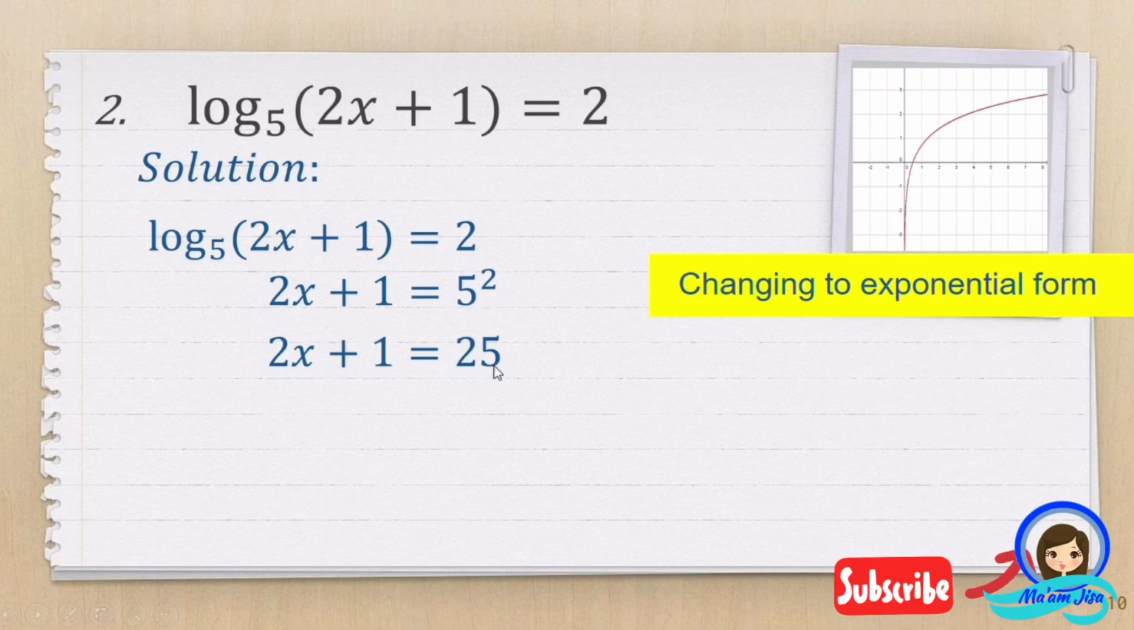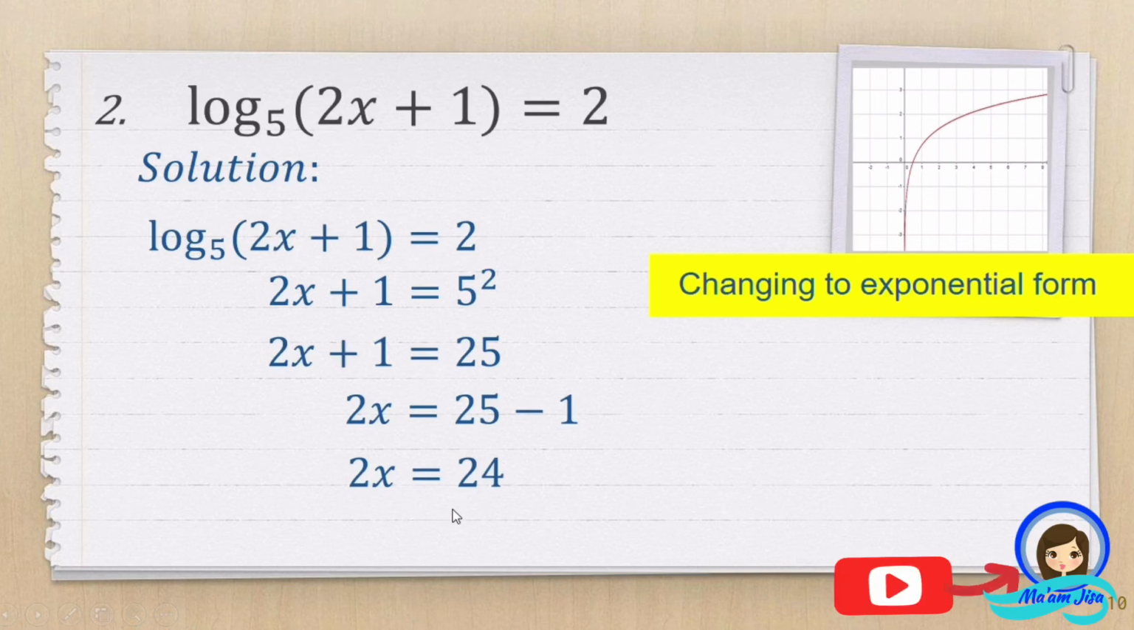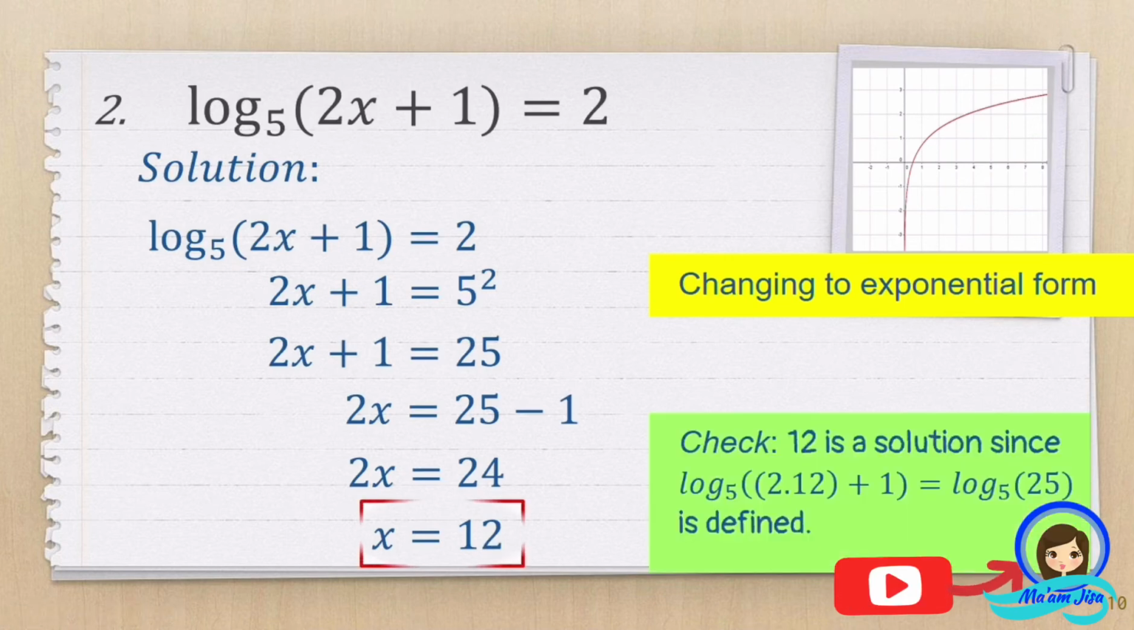So we need to isolate again x. Transpose 1 to the other side of the equation. 25 minus 1 is 24. Now isolating x, divide both sides by positive 2 and that gives us x equals 12. The question is, is it defined? If you try to check, 12 is a solution since logarithm of quantity 2 times 12 plus 1 to the base 5 is equal to logarithm of 25 to the base 5 is defined. Again, it is defined since the base is positive and the logarithm of the number is also positive. Therefore, 12 is a solution.